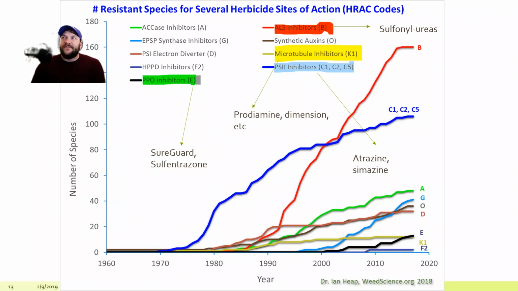And then we have our DNAs, our K1. If we look down there, somewhere around 10 resistant species of weeds to our DNAs. So even though at one time we might have gotten control using prodiamine or Dimension, we will no longer get control because the weed has developed resistance.